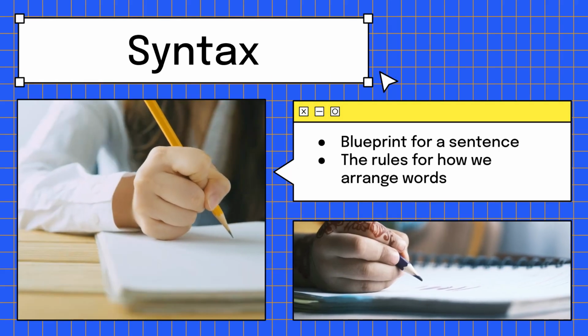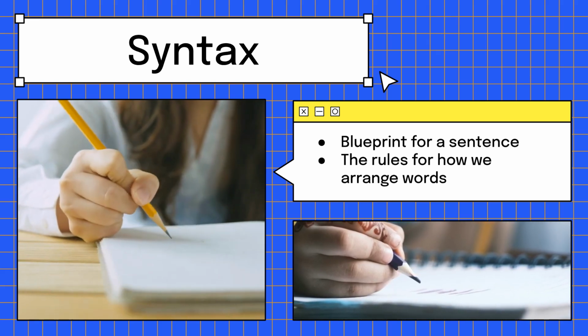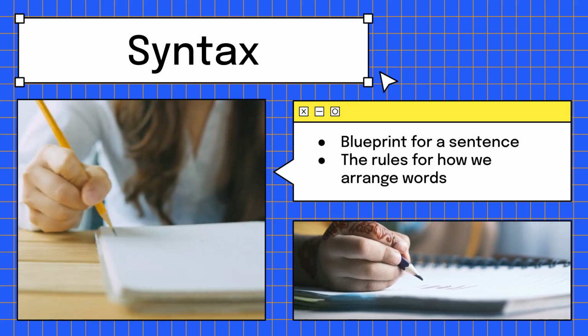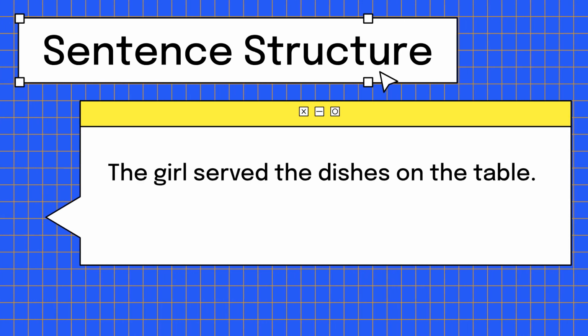Okay, we have sounds, and we have meaningful word parts. Now, let's build sentences. That's where syntax comes in. Think of syntax as the blueprint for a sentence, the rules for how we arrange words. It governs sentence structure. The basic units are phrases, groups of words like on the table, and clauses, which contain a subject and a verb.